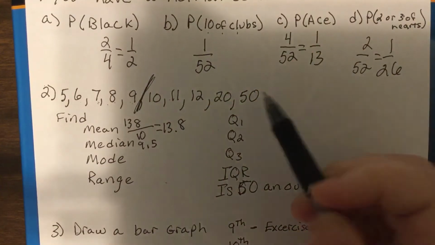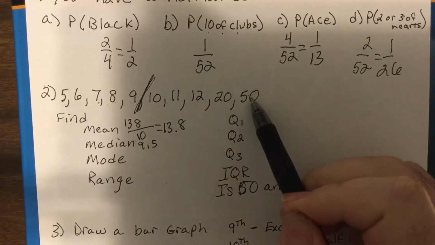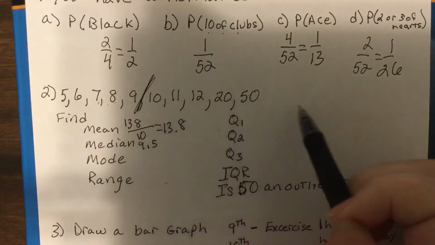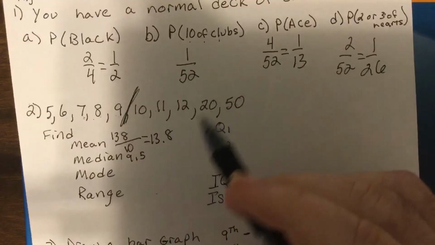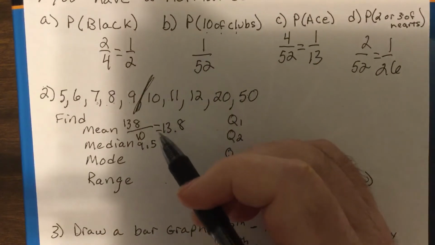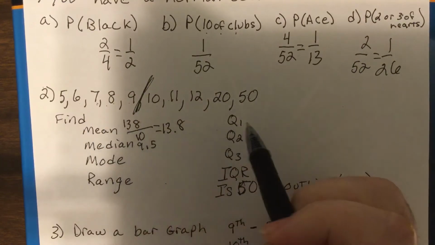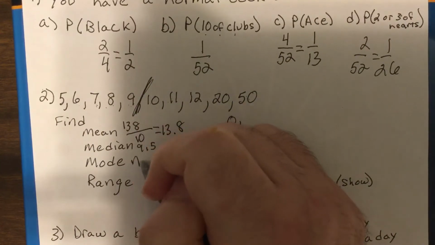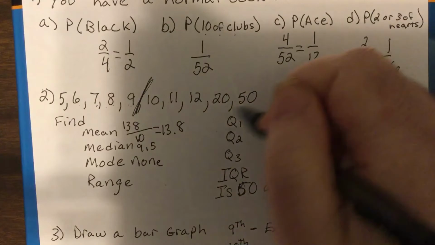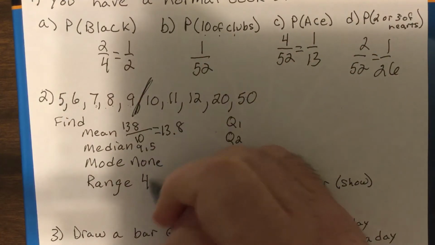Now notice we have a number that looks really, really big, so it kind of pulls the data to one side. Mode, which one occurs the most? Well, there are no repeats, so it'd be none. And then the range, 50 minus 5 is 45.